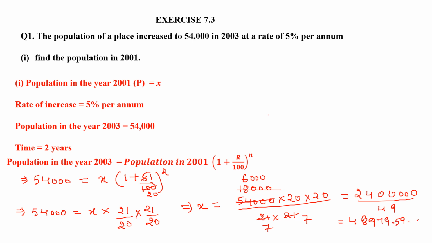And if I divide it, I am going to get my answer as 48,979.59 and so on. So this I can write as approximately 48,980. So my population in the year 2001 is 48,980, which increased to 54,000 in 2003 at the rate of 5% per annum.